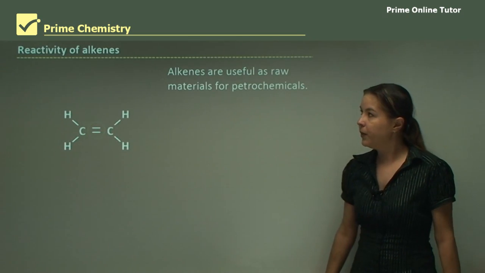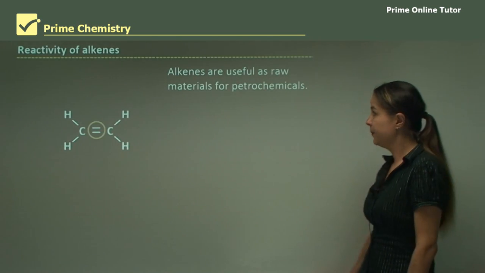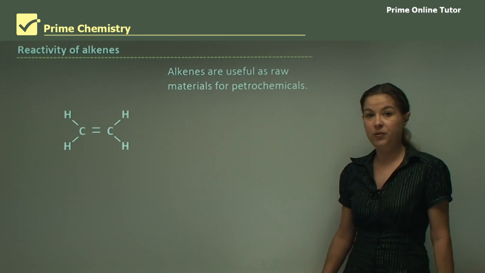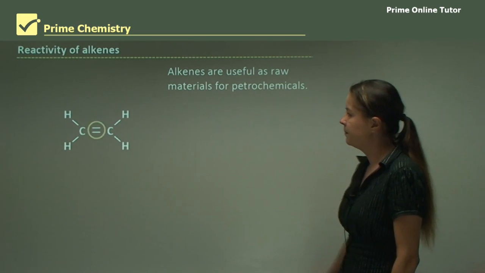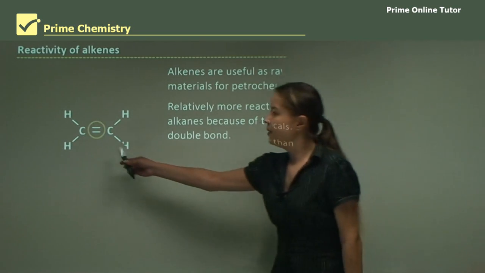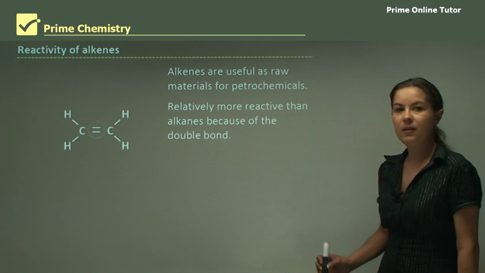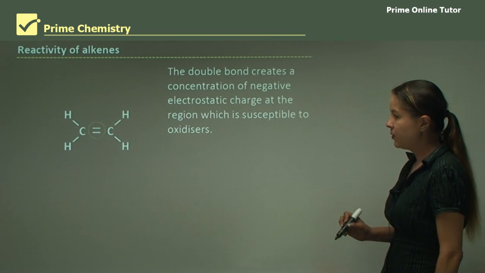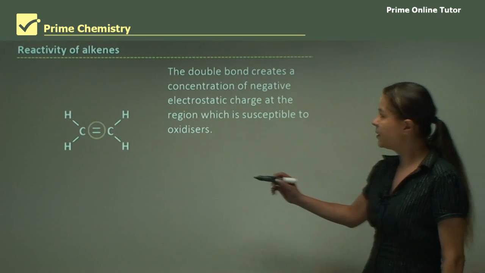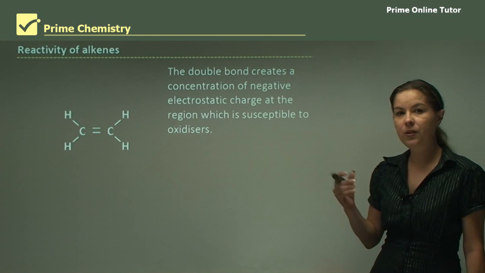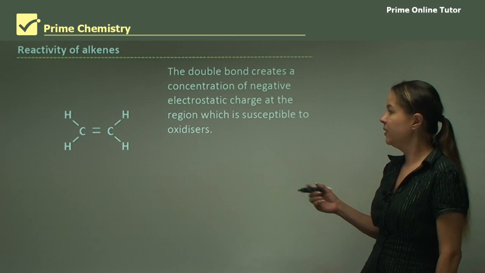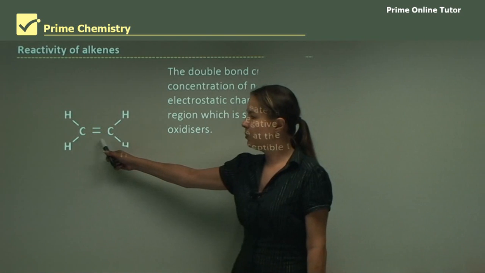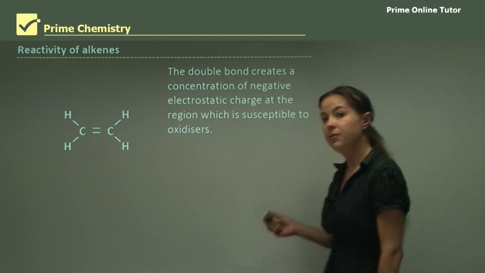So let's look at the reactivity of alkenes. Now alkenes are very useful as raw materials to make different petrochemicals for different uses. Because this molecule has a double bond, it's relatively more reactive than alkanes. So what's happening is, across this double bond, there's a concentration of negative electrostatic charge, which is susceptible to oxidizers. So this double bond can be broken and new molecules can be formed.